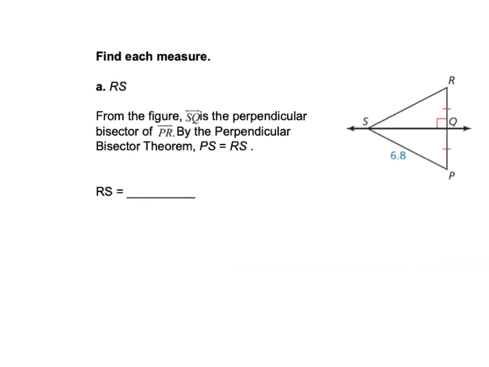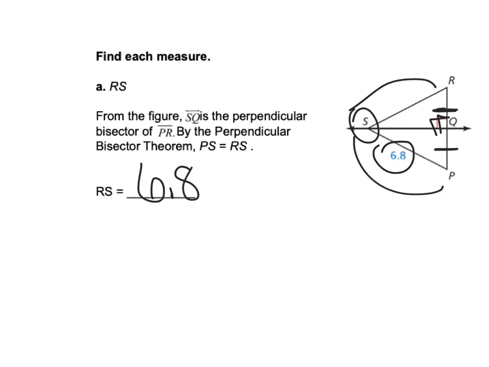So if we just look at a couple of examples here, it tells us that we want to find what RS is. Well, we know that S is on the perpendicular bisector. I know it's a perpendicular bisector because it's got a right angle mark here, and it tells me those two segments are the same, which means if SP equals 6.8, that also means that RS also has to be 6.8 because they are going to be the same distance.